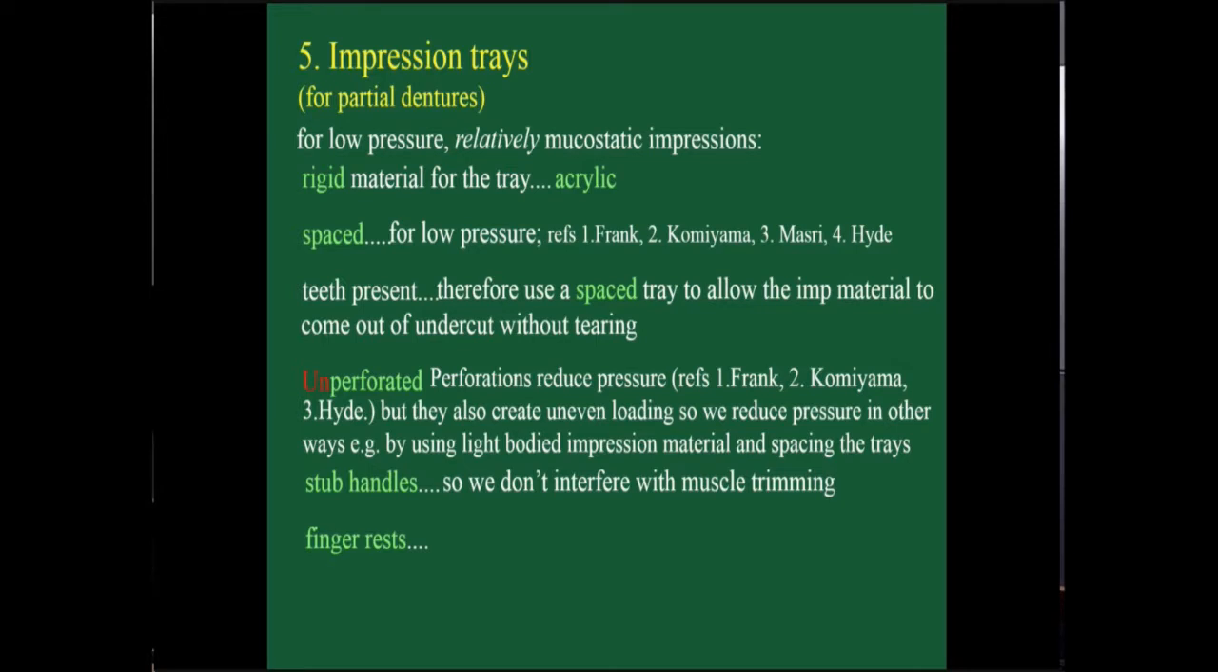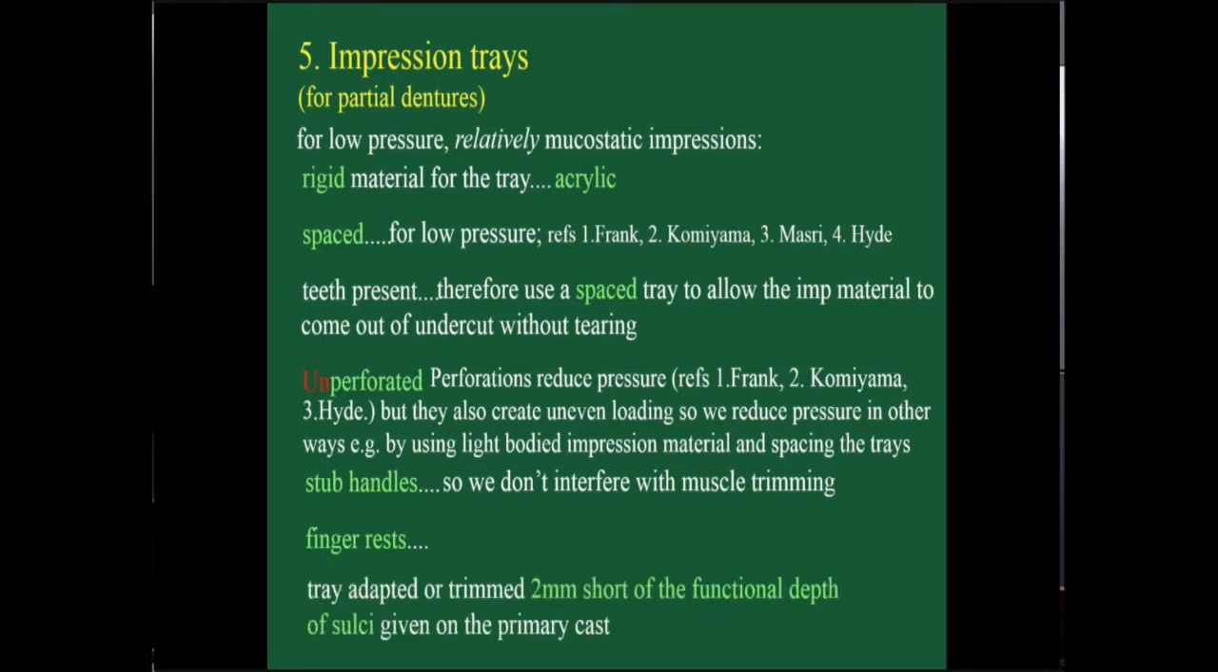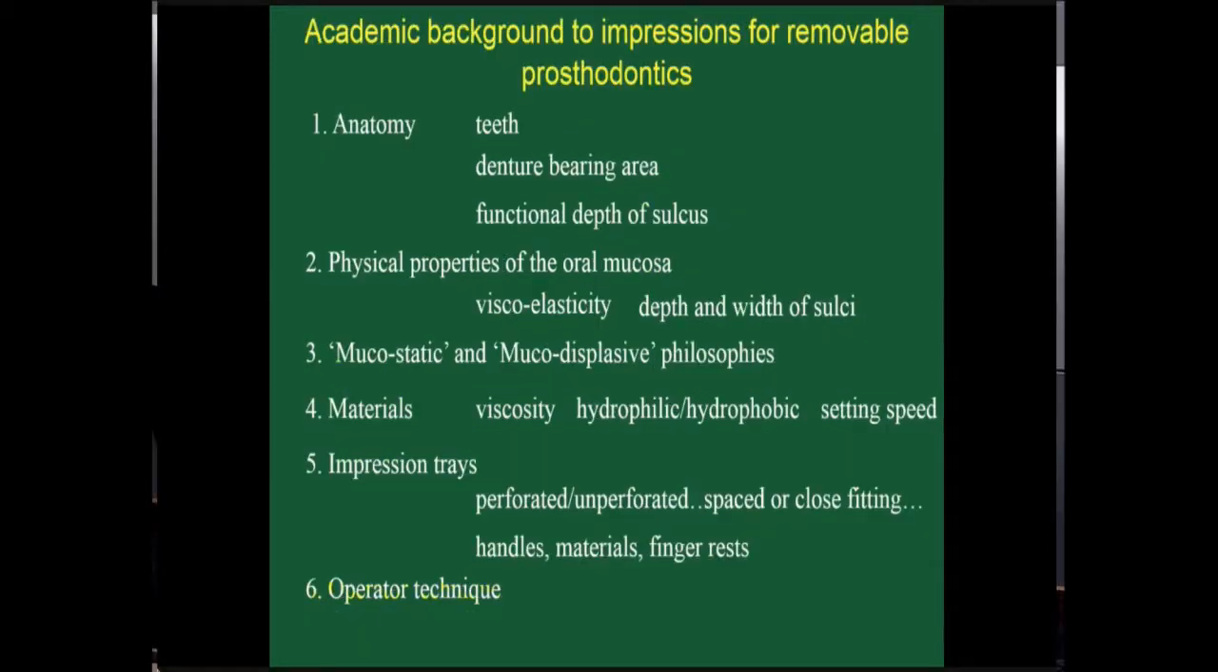Our special trays have finger rests. They're adapted 2 mm short of the apparent functional depth of the sulcus on the primary impression. So rigid, acrylic, spaced, unperforated, stub handles, finger rests, 2 mm short of the functional depth of the sulcus. That's our aim for our special trays. And finally, I want to talk about operator technique.